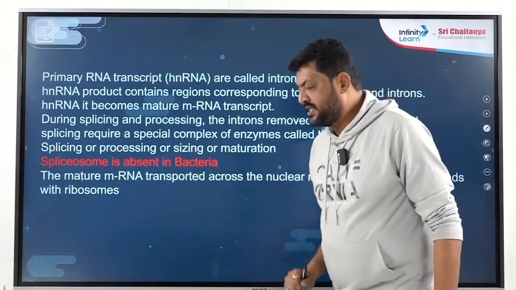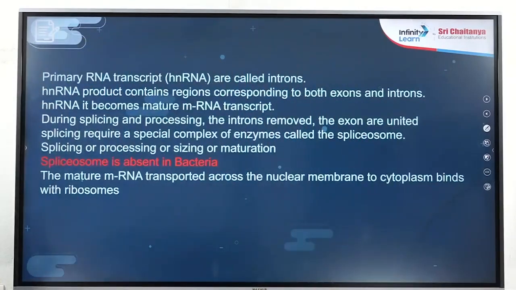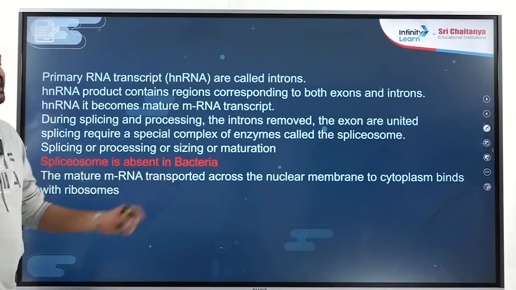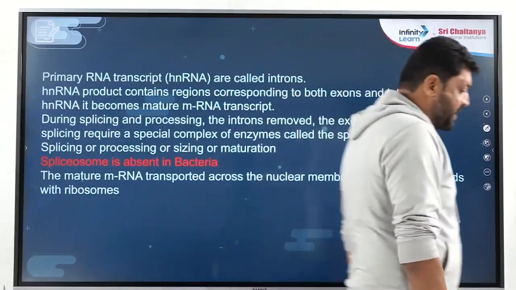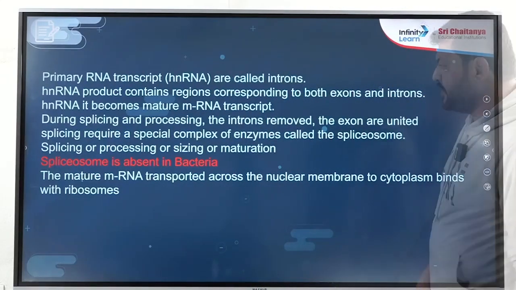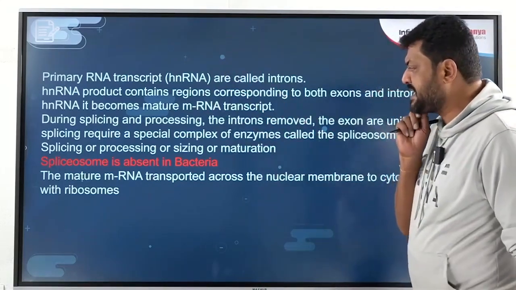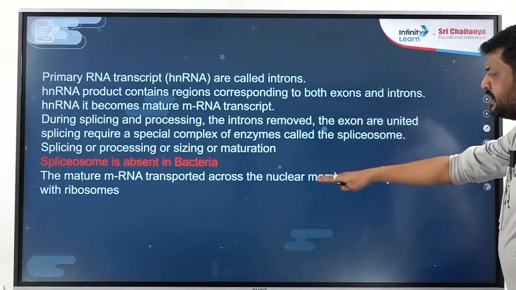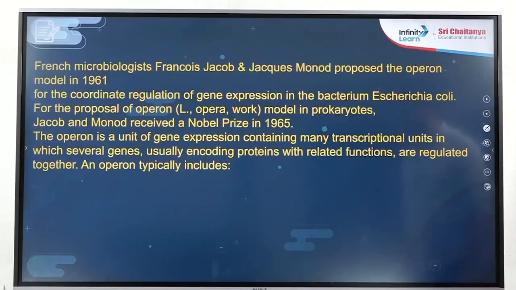This is a 2017 AIPMT question. I changed the color. Spliceosomes are absent in the third option. In those days we had only 4 code papers. I still remember that the third option given is bacteria. So the spliceosome is present in all eukaryotic cells where splicing is present. After that, the mature RNA is transported out of the nucleus.